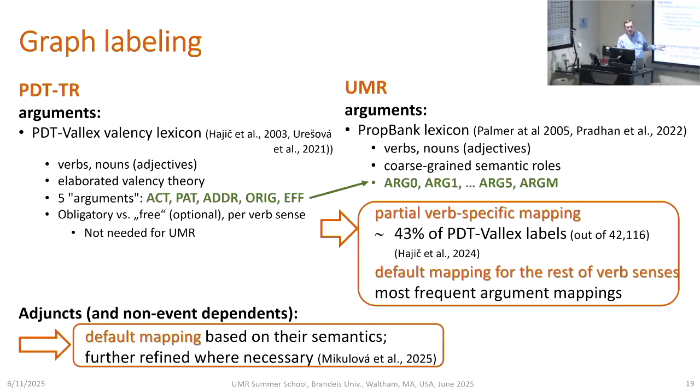Then for the adjuncts, which we have 38 types of, maybe 40 now, we just have a fixed table. Not perfect, but again, for most cases, it works well to map them to the UMR arguments like :place, :clause, and so on.